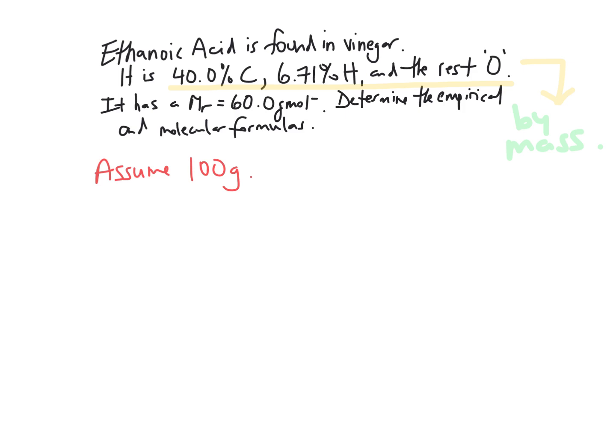So let's assume there's 100 grams. That means for carbon, there is going to be 40.0 grams. For hydrogen, there would be 6.71 grams. And for oxygen, there's whatever 100 minus 40 minus 6.71 is. Punch that in, it's 53.29, I believe.